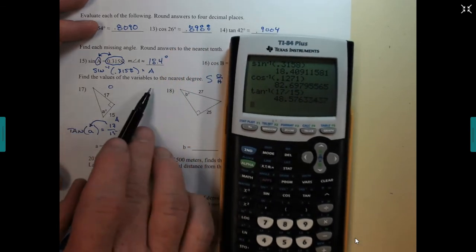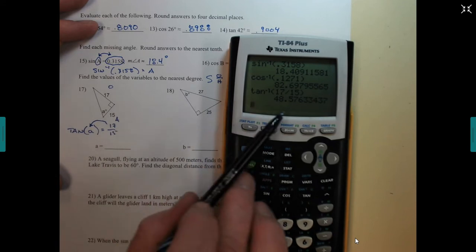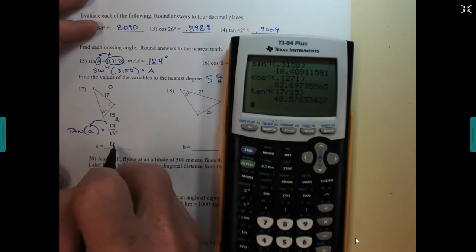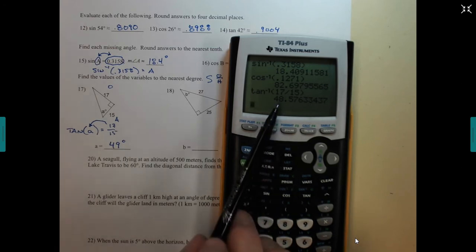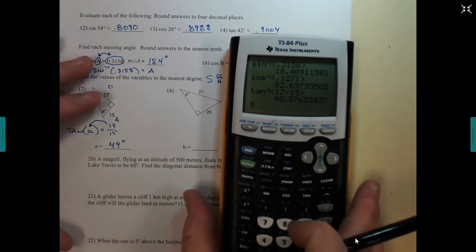It says, now again, find the values to the nearest degree. That means whole number. This is 49 degrees because 48.5. The 8 is what I'm rounding to. Look to the number to the right.